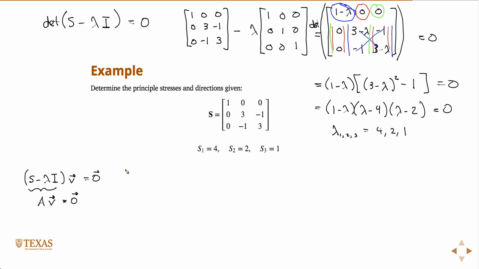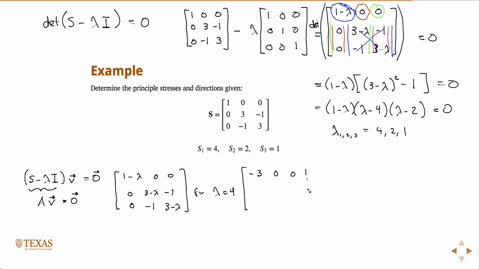So we can set that up. We can say we have 1 minus lambda, 0, 0, 0, 3 minus lambda, minus 1, 0, minus 1. Okay. So for lambda equal to 4, then that becomes 4. Where I just use the same notation I did when I was working those row operations in the linear algebra lecture, right? So this is my right-hand side.